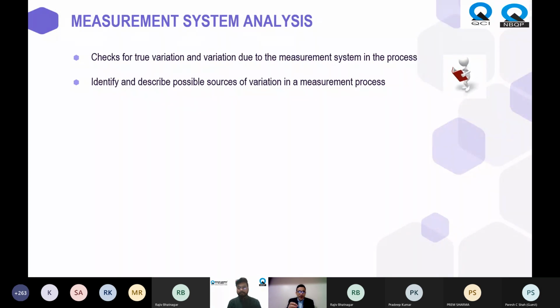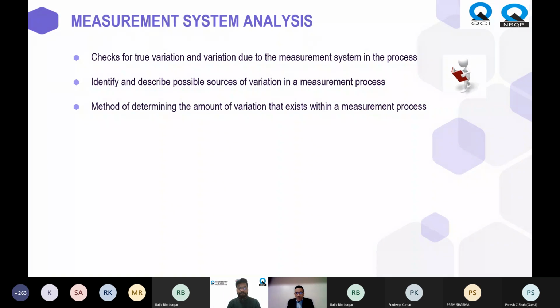Second, it identifies and describes possible sources of variation in a measurement system. So whenever we do some measurement, the first thing is what data I have captured. Second thing, if I have captured the data, is it correct or not? If it's correct, that's good. If it's not correct, from where is that variation coming? Because at the end of the day, we have to plug that gap. So MSA, measurement system analysis, is going to do that for us.